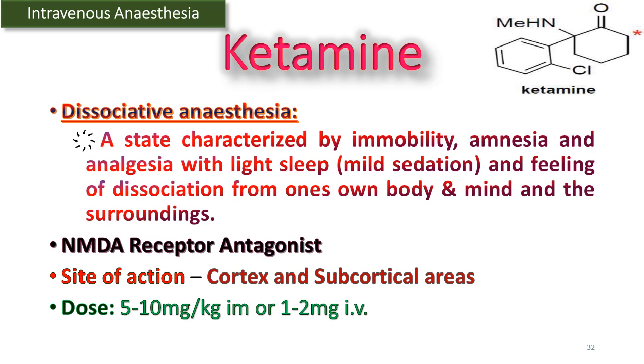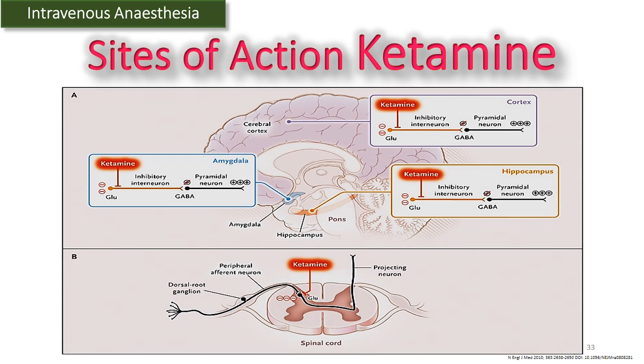It acts as an NMDA receptor antagonist and the main site of action of ketamine is the cortex and subcortical areas, and the dose prescribed for ketamine is 5 to 10 mg per kg body weight intramuscularly or 1 to 2 mg intravenously. There are two sites of action of ketamine. First one is the brain, where ketamine blocks the NMDA receptor in cortical areas, amygdala and hippocampal areas, whereas in the spinal cord it acts on the dorsal horn because NMDA receptors are present there, and ketamine antagonizes those NMDA receptors in the dorsal horn.